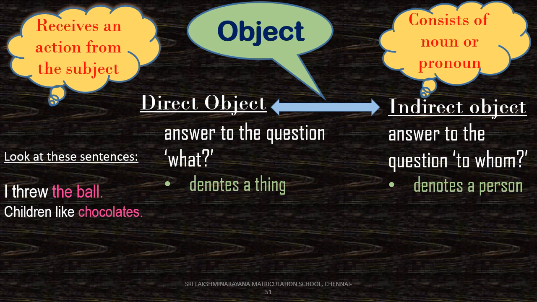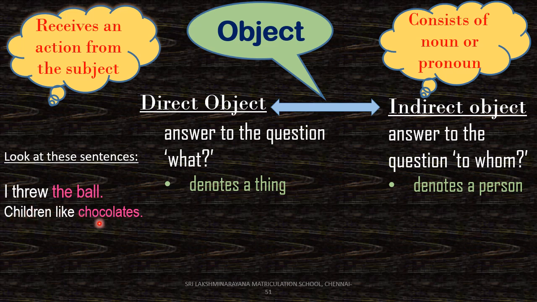Now look at these sentences, children. I threw the ball. In this sentence, I is the subject, threw is the verb, and what is this? The ball. The ball is the object. You just ask a question. What is being thrown? The ball. So what is the answer that comes to the question what? The ball. So the ball is the object that denotes a thing.